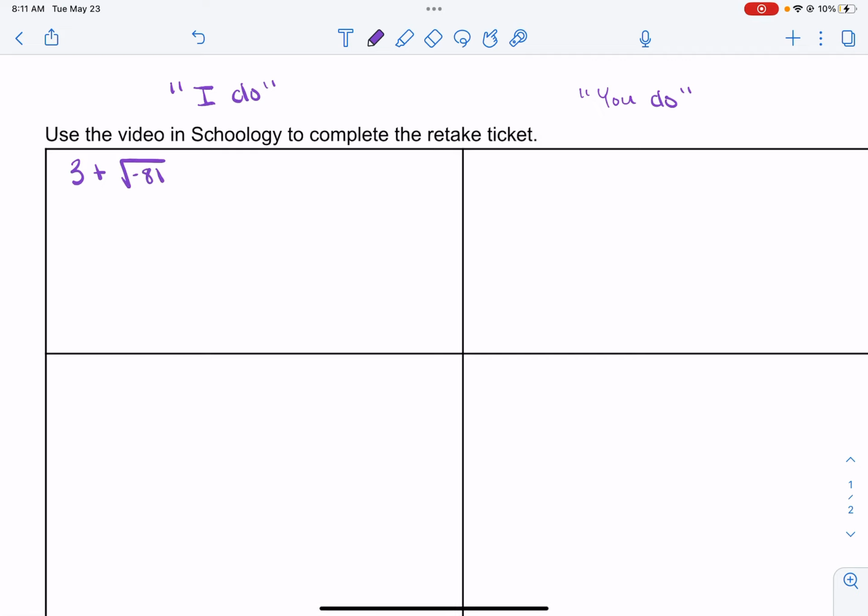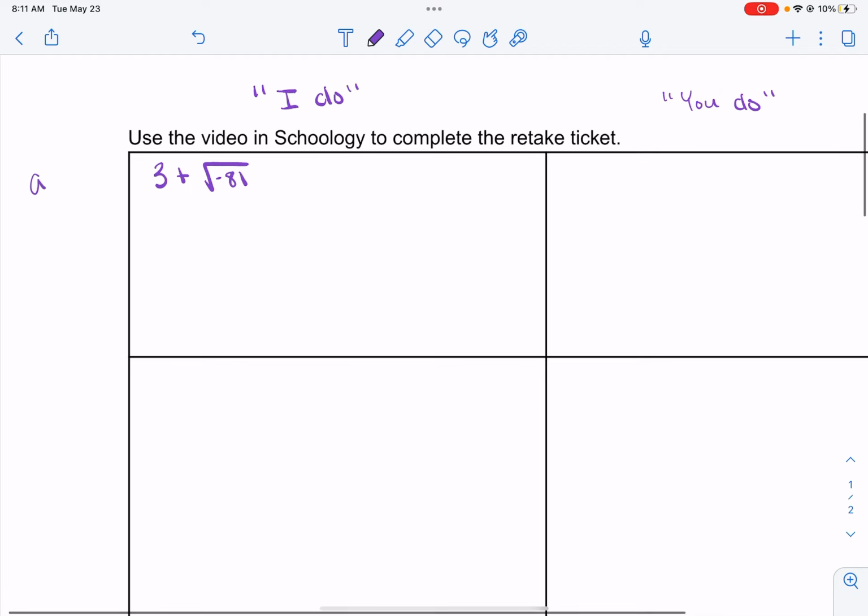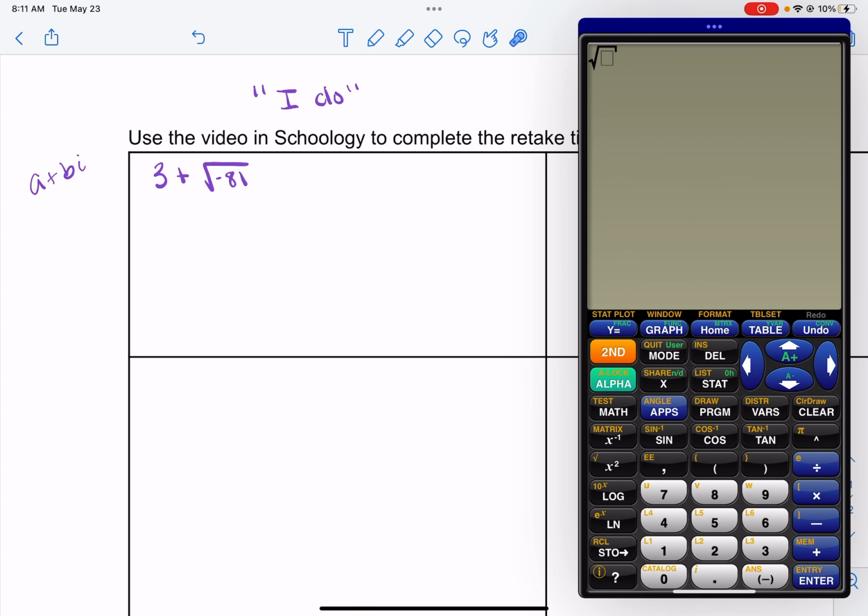Okay, well, we want it to be in the a plus bi form. And one thing that I notice right away is that I cannot take the square root of this negative, right? If you try to take a square root of a negative number, you can't do that. But we do know that the square root of negative 1 is i. So this can become 3 plus i square root 81. Well, 81 happens to be a perfect square, which is 9. So I can simplify this to be 3 plus 9i.